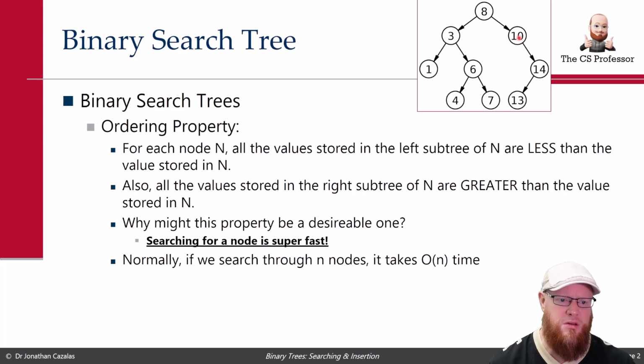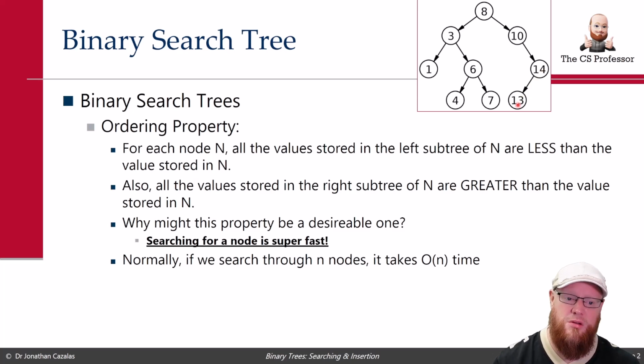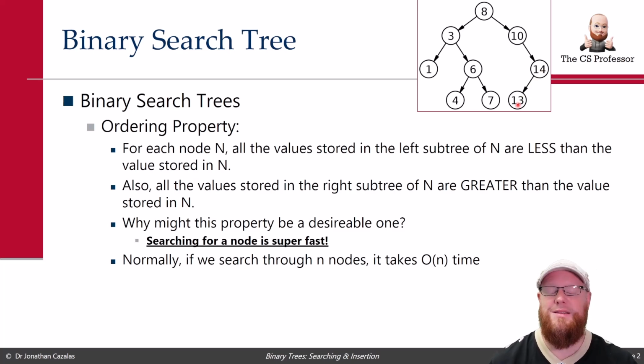10, are you 13? No. Is 13 smaller than you? No, it's not smaller. Okay, it must therefore be on the right side because it's bigger. Let's come here. 14, are you 13? No, I'm not 13. Is 13 smaller than you? Yes, it is. So we come to the left of 14. Hey, are you 13? Yes, I'm 13. And see, instead of searching through all 9 of those nodes, we only had to search through 4 of them. Searching becomes super fast.